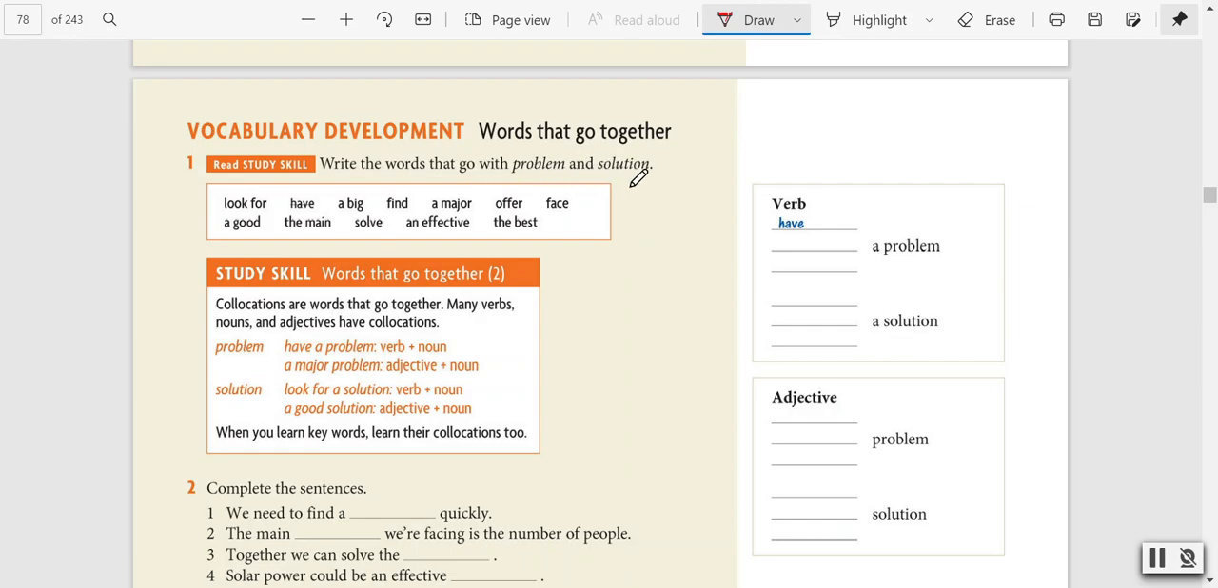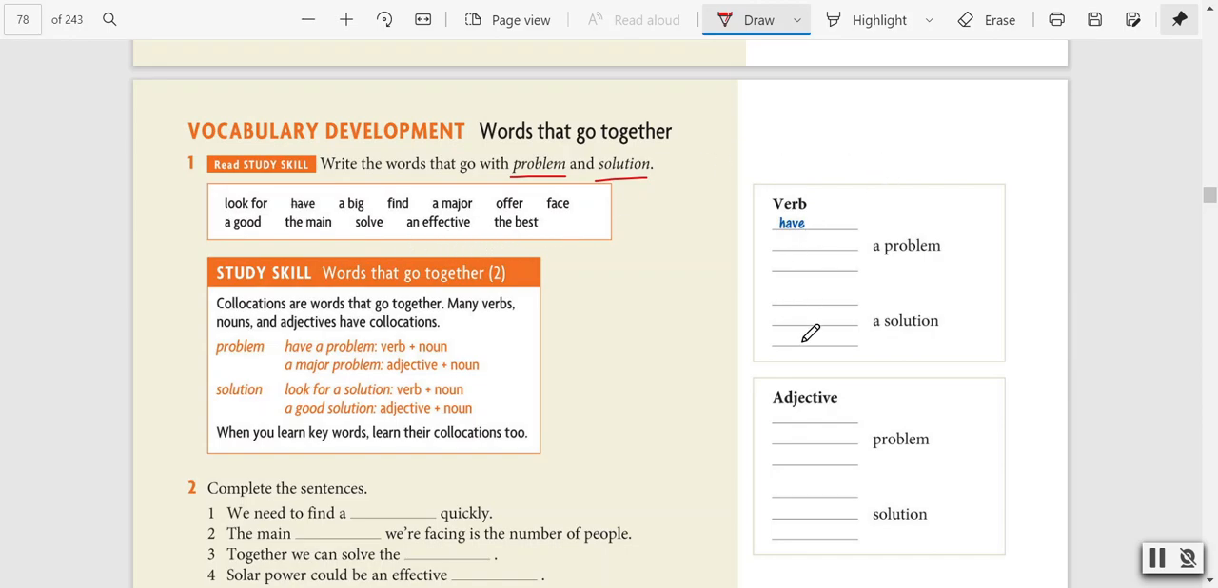In here we are focusing on what? Focusing on two words, which are problem and solution. Only two of them, problem and solution. Write the words that go with problem and solution. We have look for. Can we say look for problem or look for solution? Have, big, find, measure, offer, face, good, the main, solve, and effective, and the best.